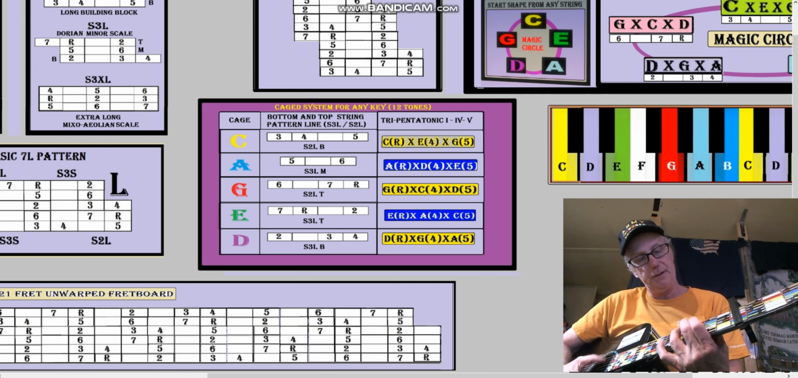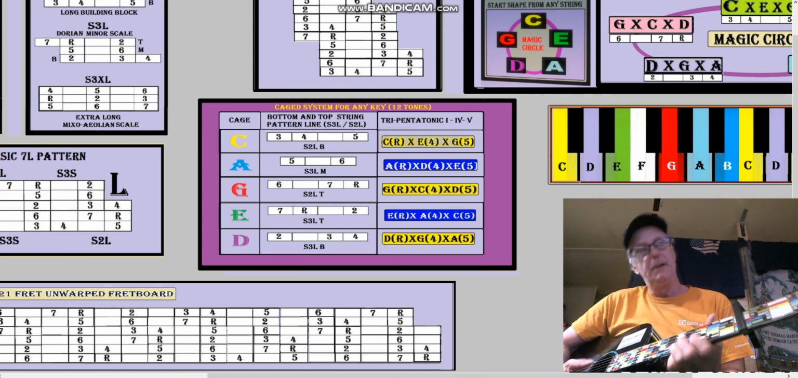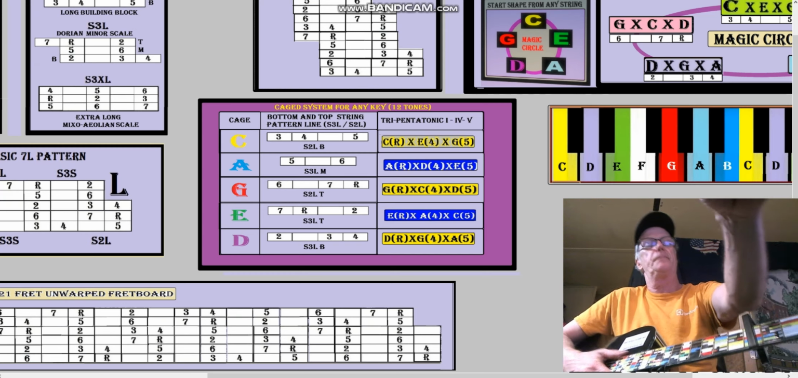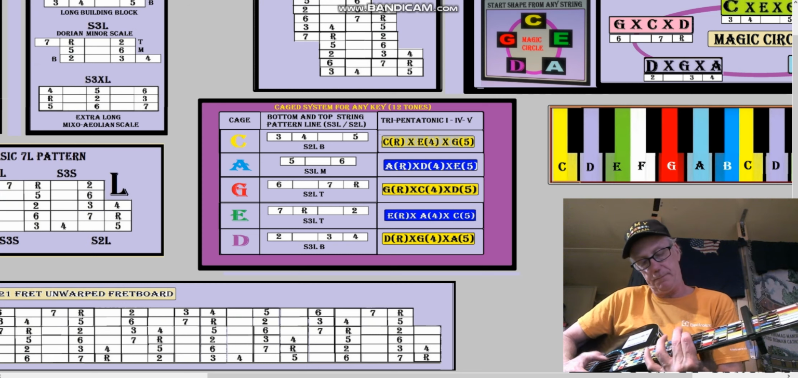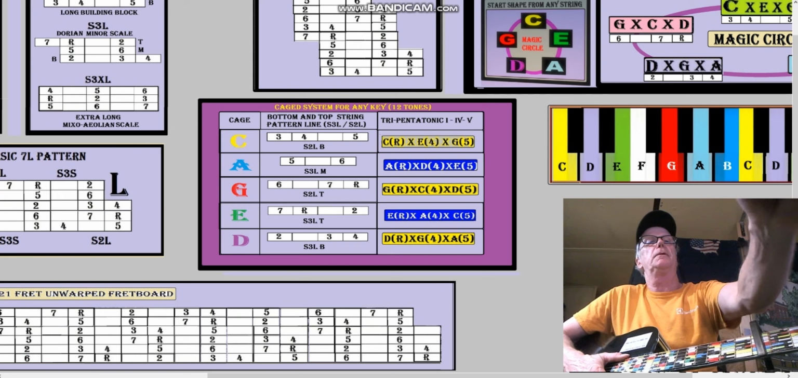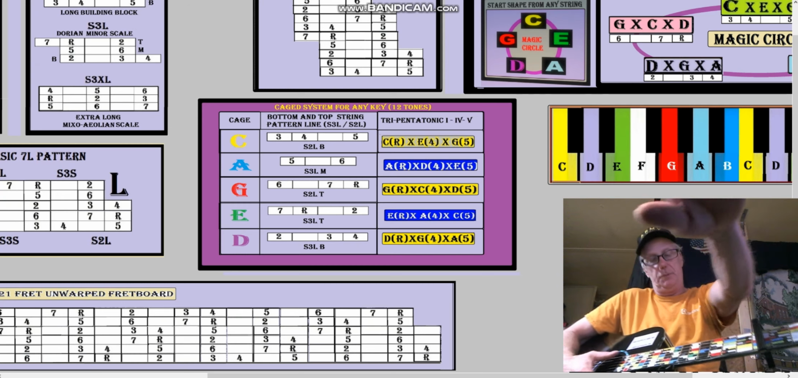Start on G or the 5th, and then we're going to start on the 6th, which is the G shape. Then we're going to start on the root, which is the E shape.